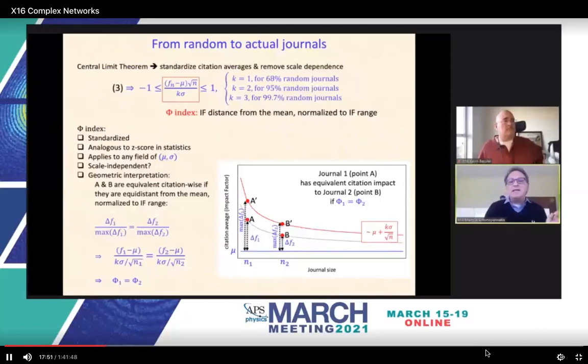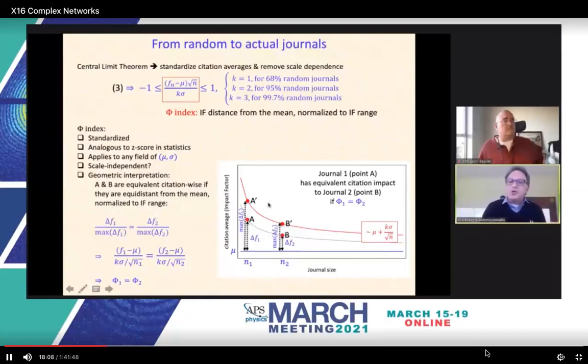And it is a nice geometric interpretation. Assume here that we have two journals plotted with their impact factor, citation average versus the size. The journals are in locations A and B. Now, clearly A has got higher impact factor than B.